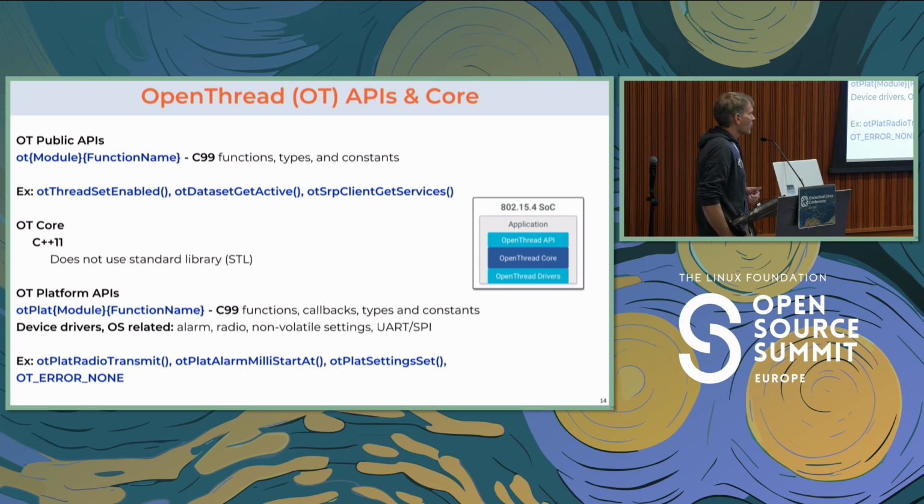Then there are platform APIs. That's basically the OpenThread stack calling into the platform. This is what the vendors provide, and the vendors of the various chips should implement that API. So they can, for example, signal capabilities to the OpenThread stack, or the OpenThread stack can do elementary operations like, okay, send this radio packet now.